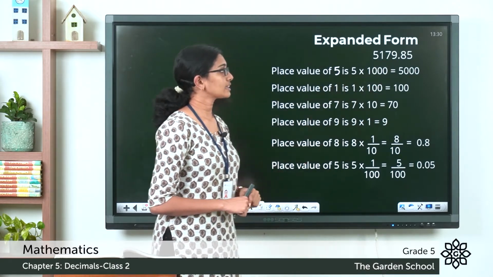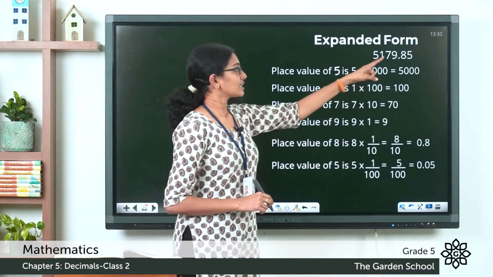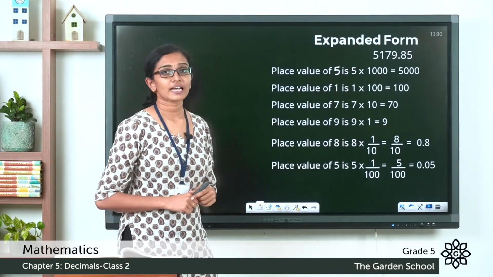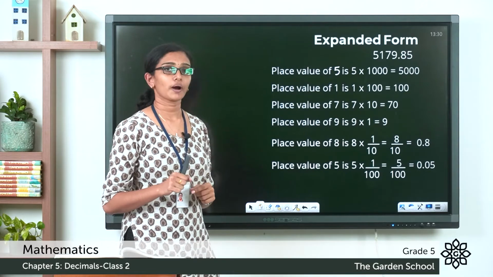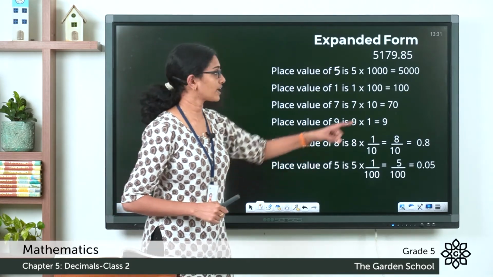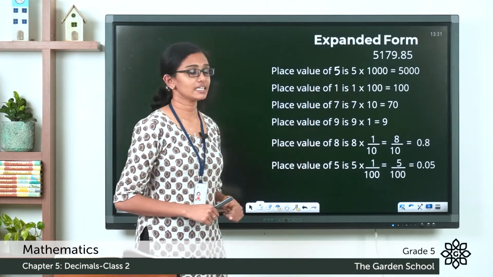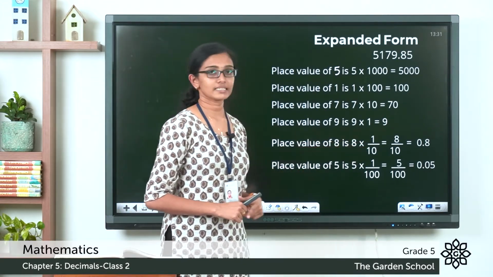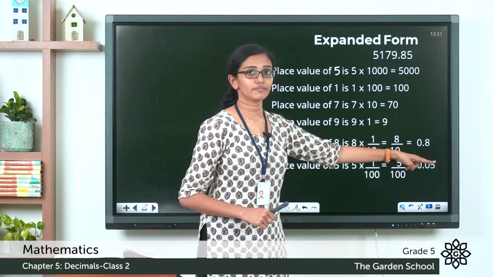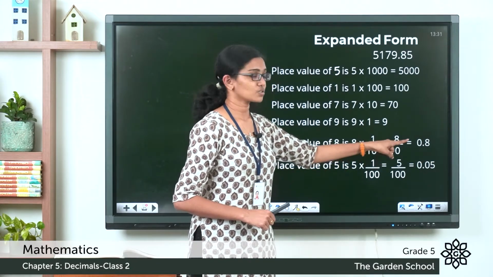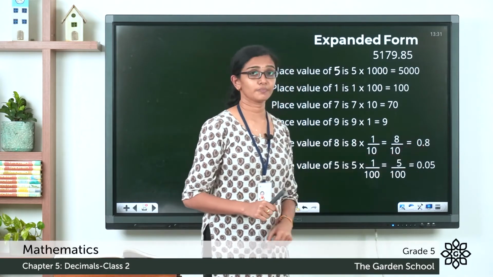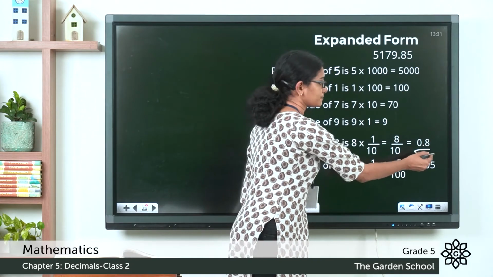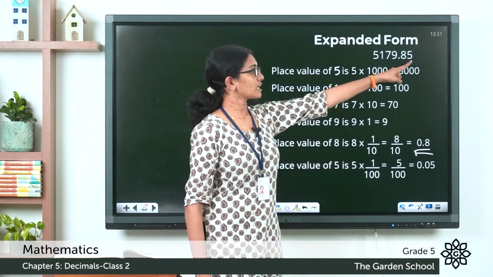And what about the decimal part? The digit 8 is in the tenths place. So what is the value of the tenths place? It is 1 by 10. So how do you find the place value of 8 here? The place value of 8 here is 8 into 1 by 10, which is equal to 8 by 10. And how do you write that in decimal form? There is 1 0 here, so there is only one digit after the decimal point. So you write 8 by 10 as 0.8.